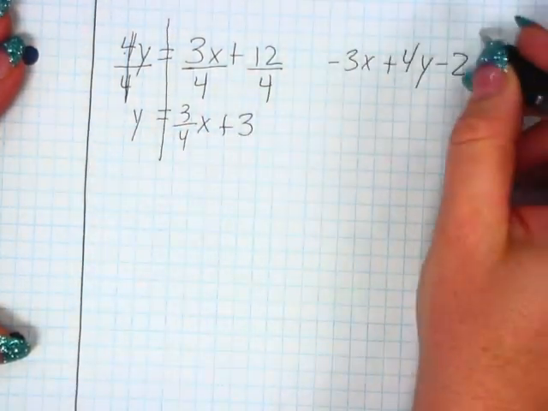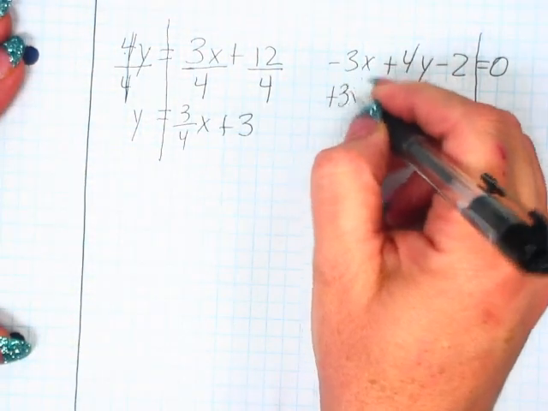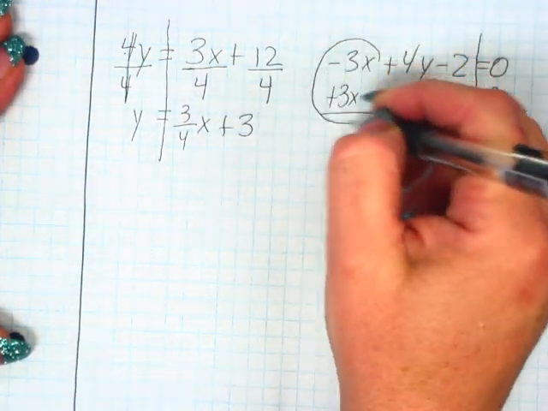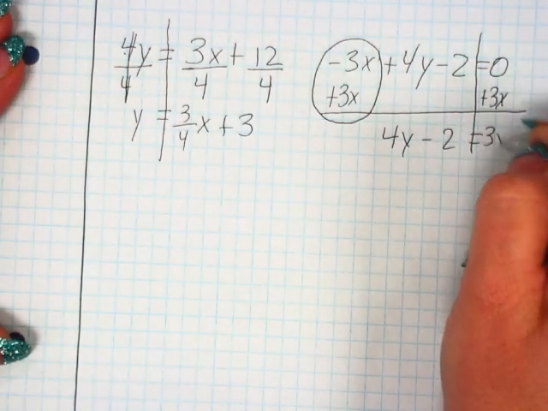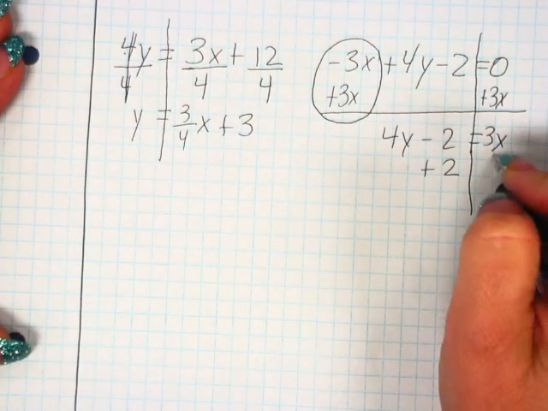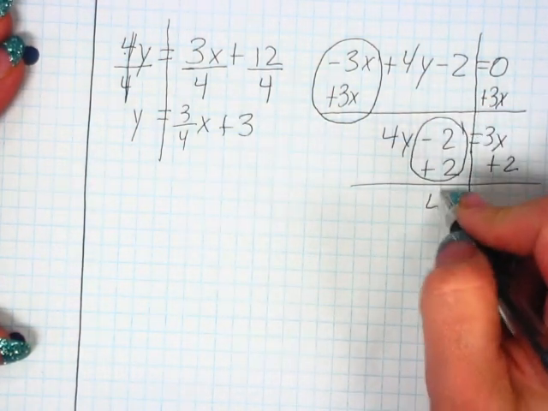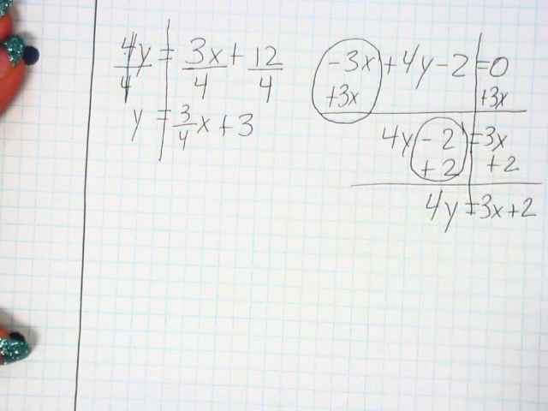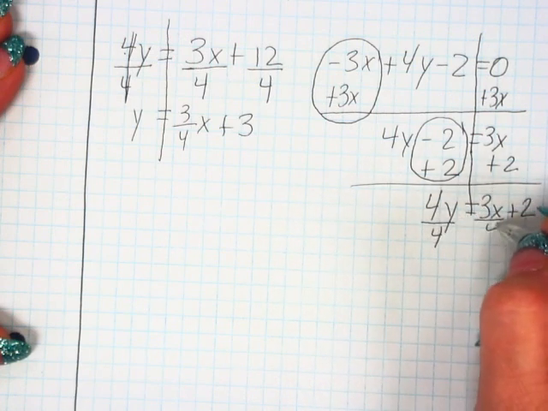Over here, get the y by itself. So let's go ahead and add 3x to both sides. That gave us the 0 we were hoping for. And we have 4y minus 2 equals 3x. Get rid of that 2. Add 2 to both sides. That gave us the 0 we wanted. And we have 4y equals 3x plus 2. And the last step, when you get rid of the 4, divide by 4.